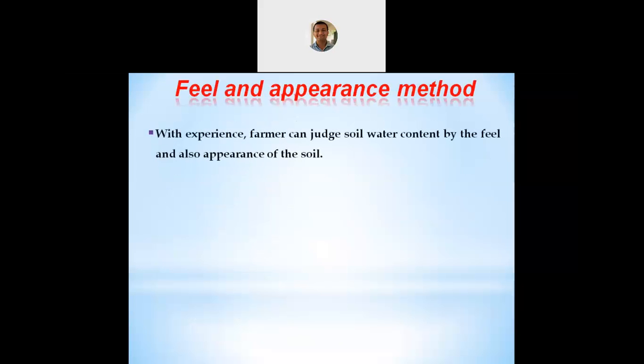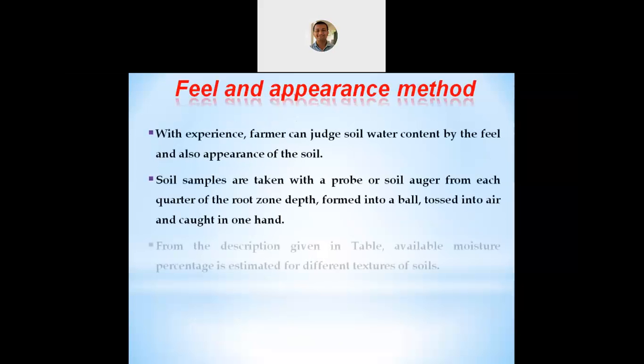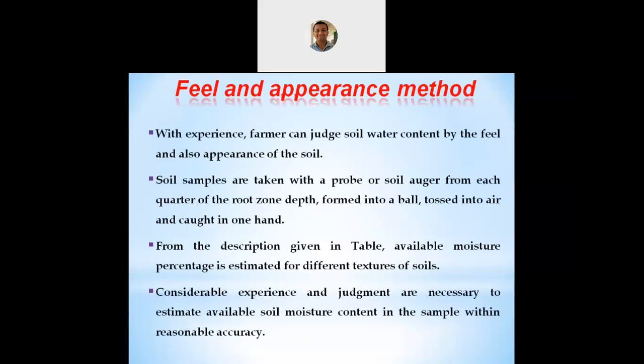The next approach is the feel and appearance method. This is basically used by farmers to judge the soil water content based on the feeling of the soil, and then they make their judgment whether it is necessary to irrigate the crop or not. This method is basically a qualitative measure. It does not give us the exact estimate of the soil moisture content. However, based on experience, we can often determine when it is best to irrigate.